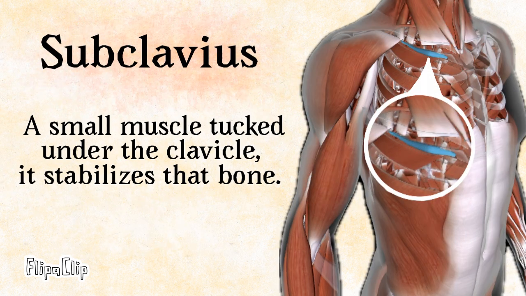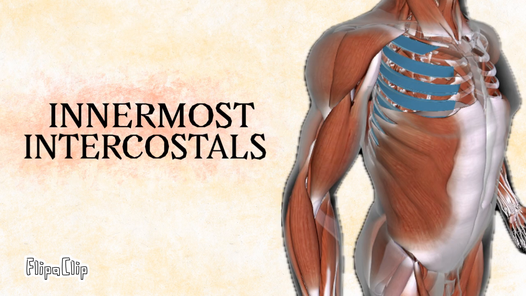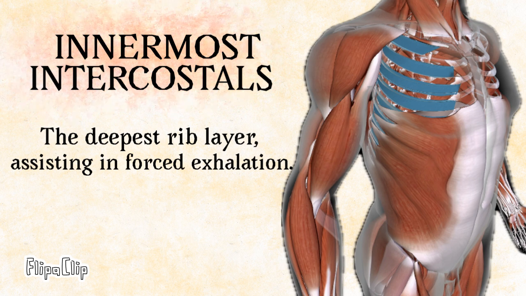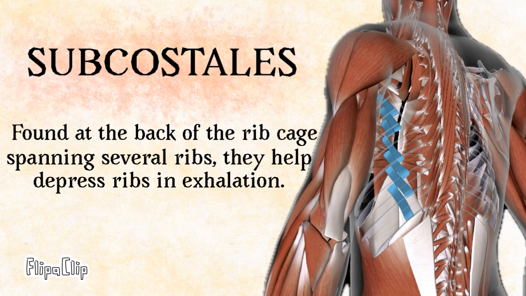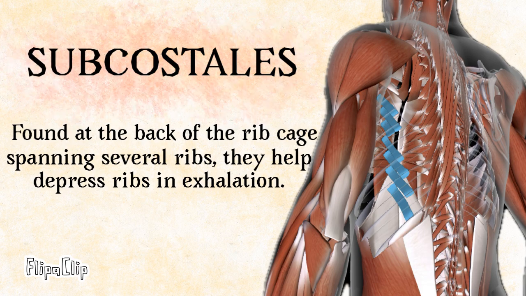Subclavius, a small muscle tucked under the clavicle. It stabilizes that bone. Innermost intercostals, the deepest rib layer, assisting in forced exhalation. Subcostals, found at the back of the rib cage, spanning several ribs. They help depress ribs in exhalation.